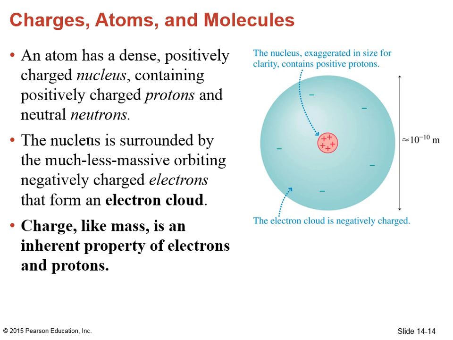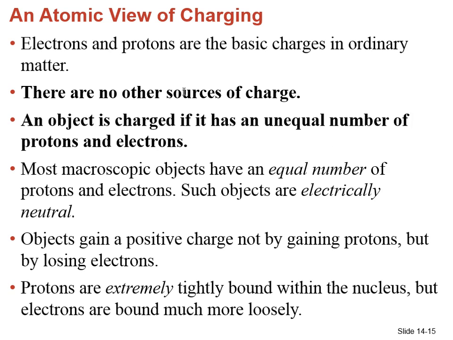All right, the whole point of this diagram is that you've got electrons and protons. The electrons are negatively charged, and charge is an inherent property of both electrons and protons. There are no other sources of charge. That's basically the only two sources of charge.